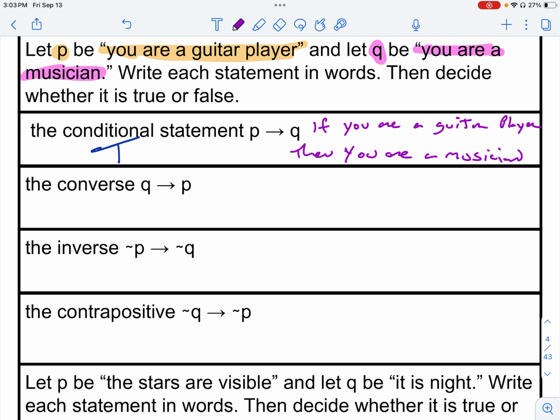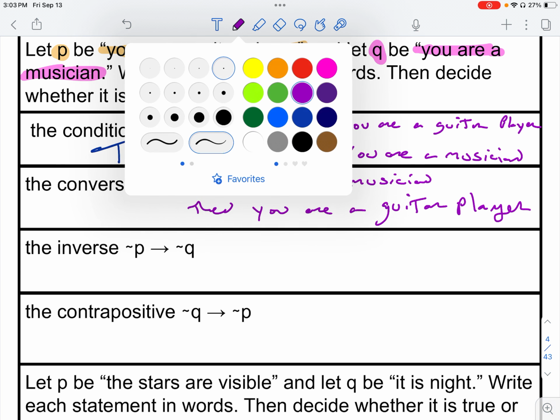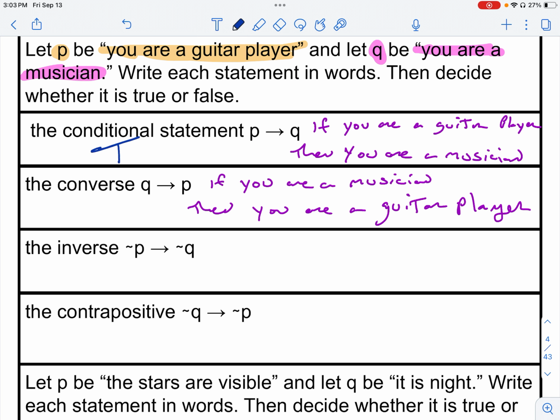Now let's go to the converse. We're going to flip around the P and the Q. So if you are a musician, then you are a guitar player. Well, to be a musician, you just have to play an instrument. You don't have to play the guitar. Lots of high school bands have trumpet players who have no idea how to play guitar. So we know that's false.